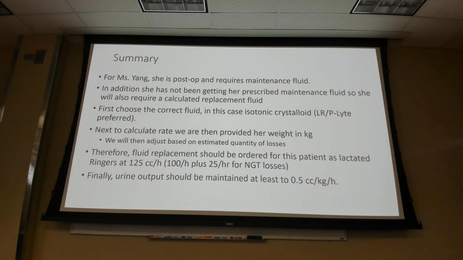All right, so here's our summary. She was post-op and required maintenance fluids. We calculated that for her and adjusted the rate. We started with the correct fluid, typically, if we're going to resuscitate, LR or Plasma-Lyte, and then we've got to calculate what that maintenance rate is going to be, which we said was 100, plus the losses, which was 600. And then obviously we need to monitor the urine output and make sure it's at least over 0.5.